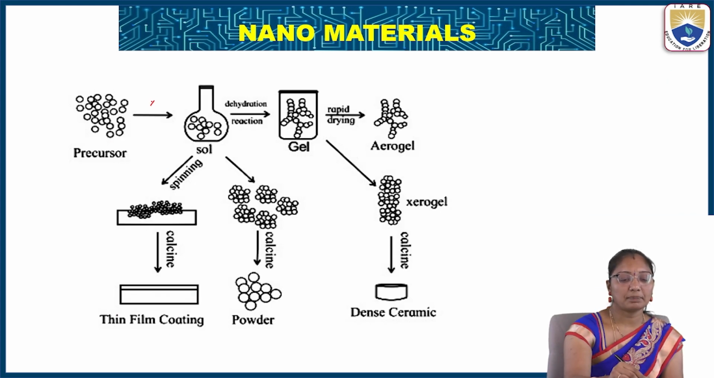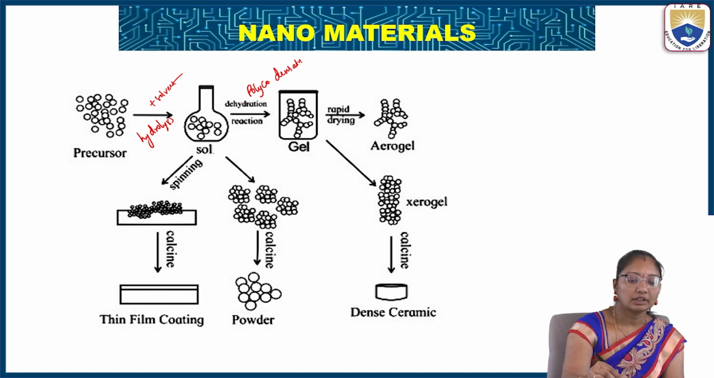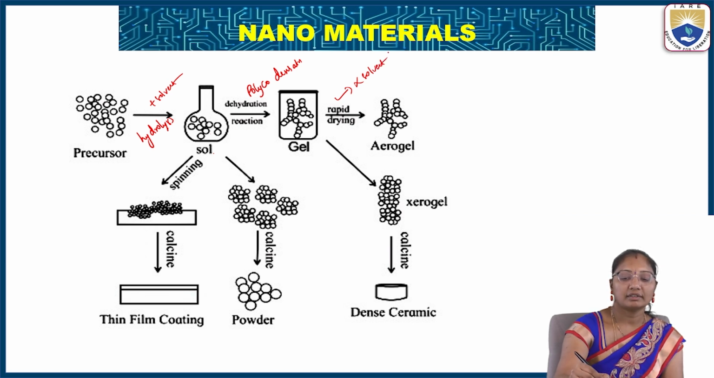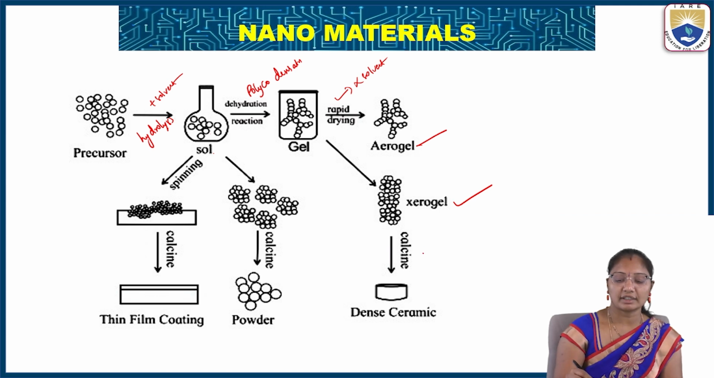Here precursor plus solvent undergoes hydrolysis. So here sol is formed, then dehydration reaction or polycondensation reaction, then gel is formed. So again here removal of solvent, then drying. If it is supercritical drying, then it is aerogel. If it is thermal drying, then xerogel. So again calcination at 800 degrees centigrade gives dense ceramic.